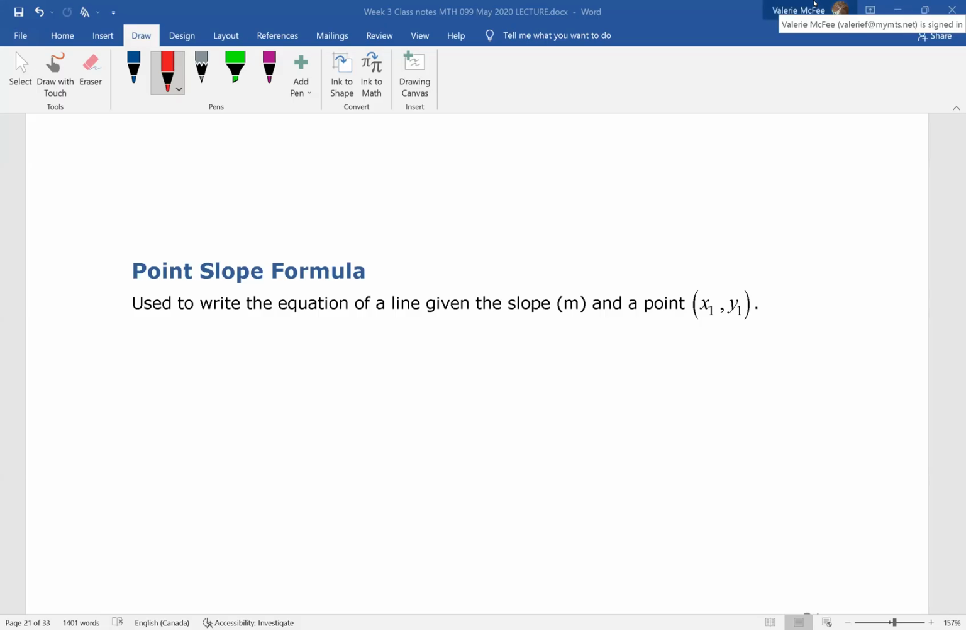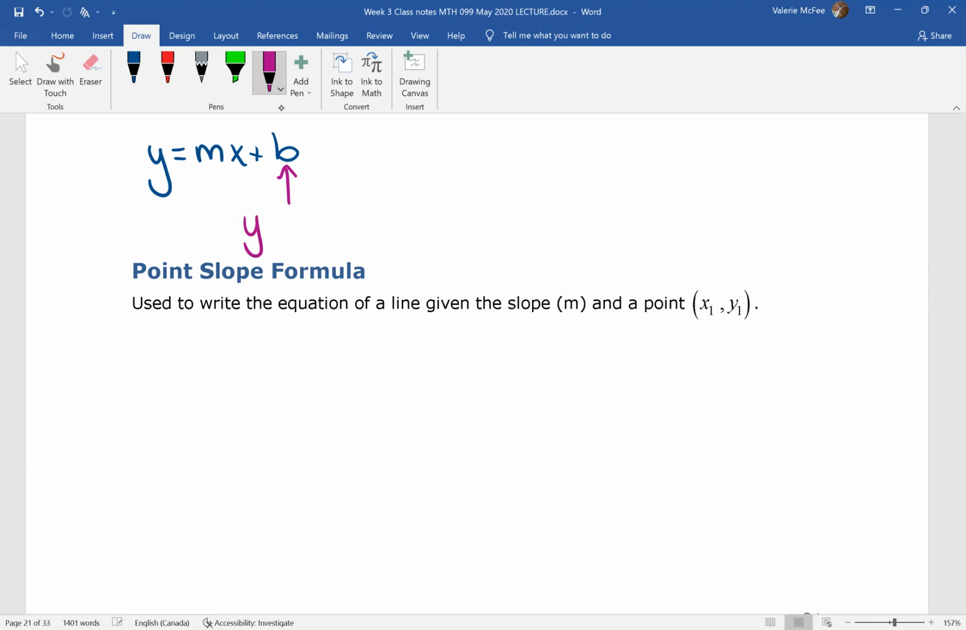In the last lecture, we were writing equations of a line using our slope-intercept formula. And it's a great formula, except that it requires a very specific point. It requires that we know our y-intercept. It's that point where x is 0 and y is b. I want to give you another formula now.